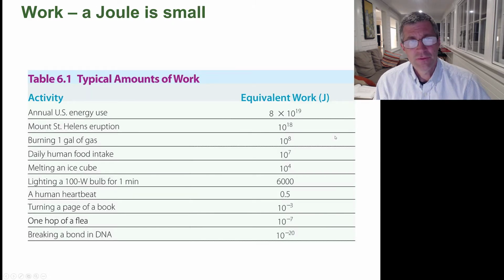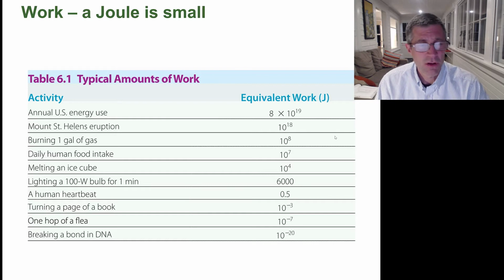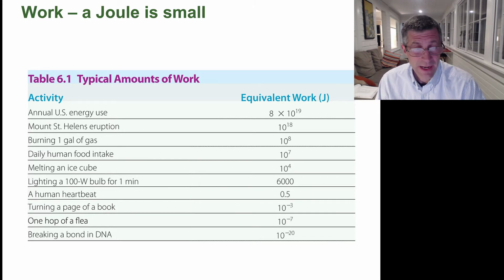All right, a brief comment about the joule. It's a pretty small value. Here are some examples. The Mount St. Helens eruption was about 10 to the 18th joules. Yeah, kind of hard to get your head around. Daily human intake of food: you take in about 2,000 calories, or 2 million chemistry calories.